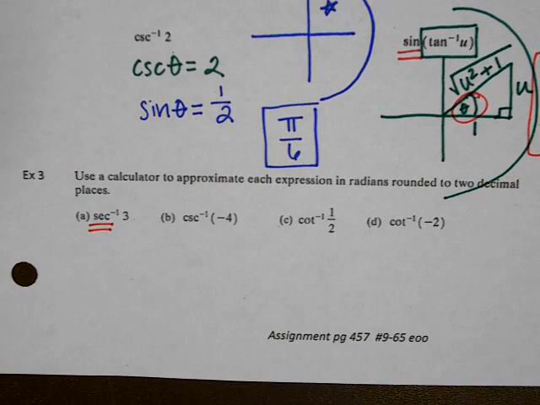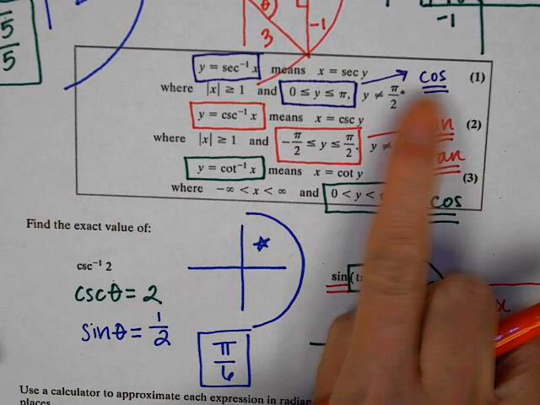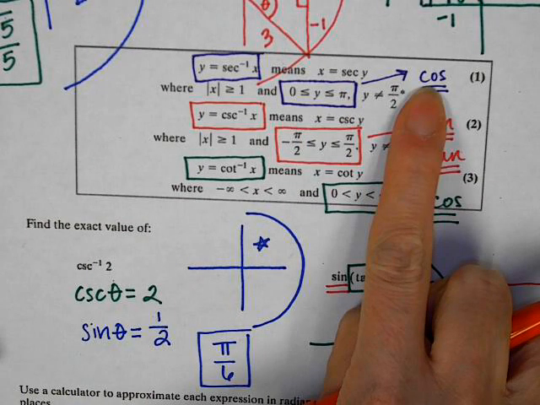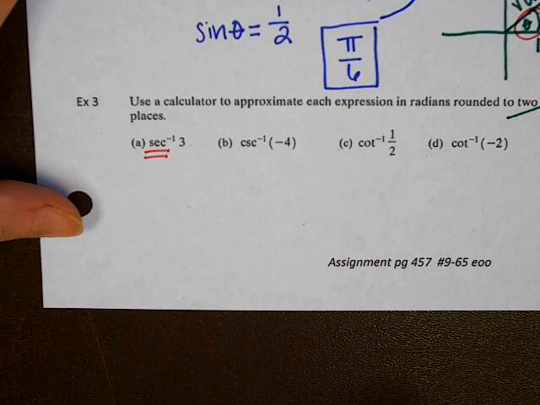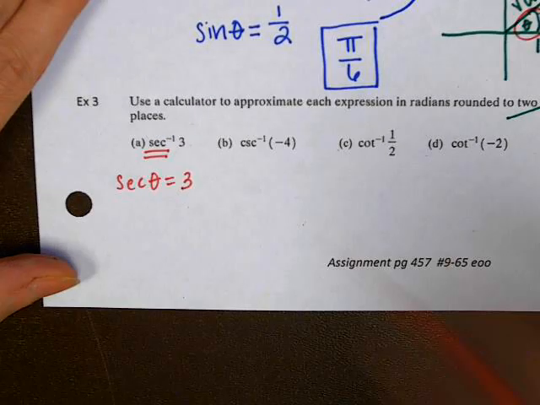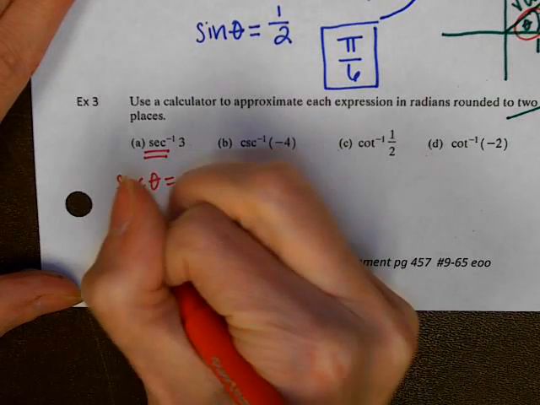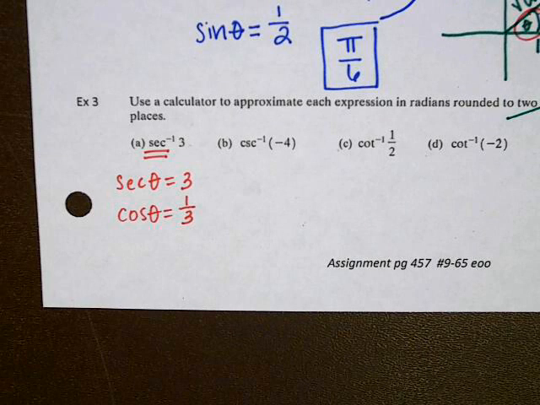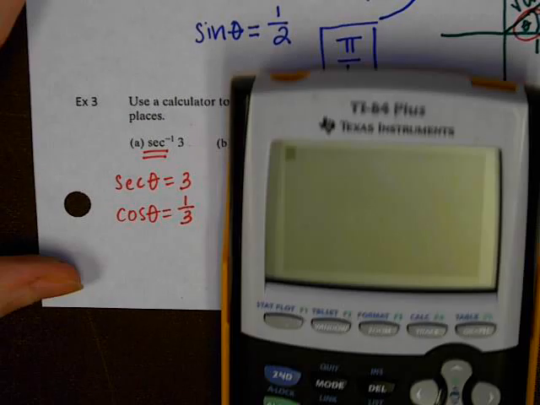Inverse secant's range is 0 to pi, just like cosine. So let's convert this into a cosine inverse, and then it's going to be really easy to solve. Okay, so this really means secant of what angle is 3? And if we take the reciprocal of both sides, that really means cosine of what angle is 1/3. Now that's not on the unit circle, so we have to use our calculator.